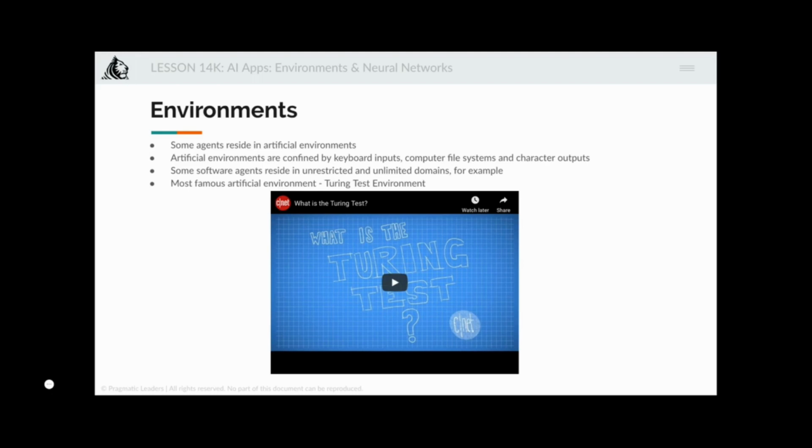For example, one of the most famous artificial environments is the Turing test environment. What is a Turing test? Well, the Turing test is very simple. If a system is able to make an uninitiated observer believe that the responses the observer is getting are from a human, that is a Turing test. So if a system is able to behave like a human for an uninitiated observer, the system has cleared the Turing test.